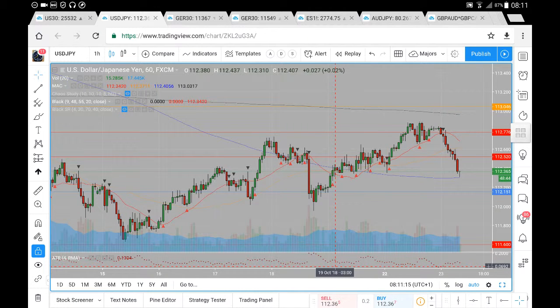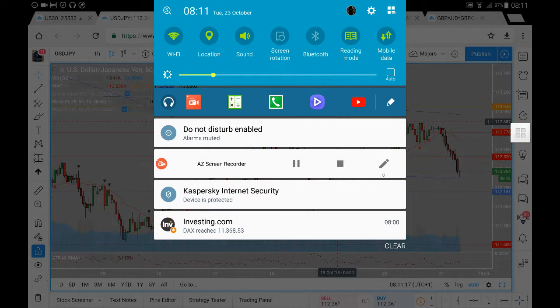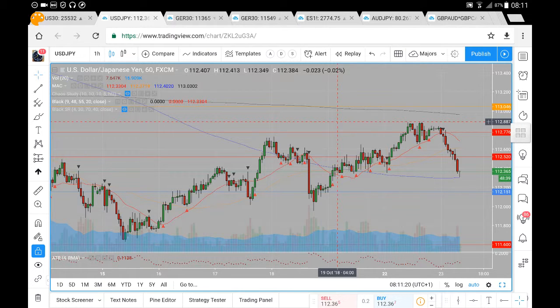So this is US dollar Japanese yen analysis for Tuesday, 23rd of October. Now let's just have a look at the prices and where prices may likely go.